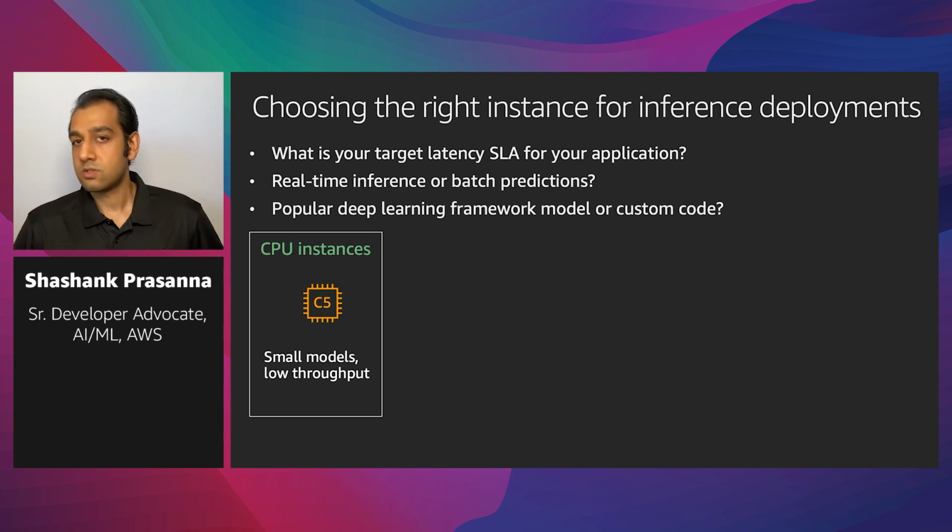The first is to use a high-performance CPU instance. These are great for small models, and where your latency budget is not very strict.